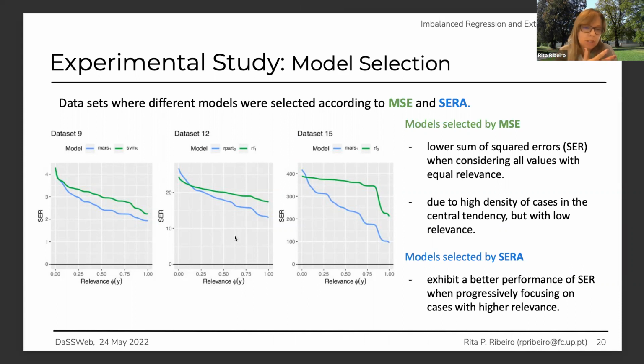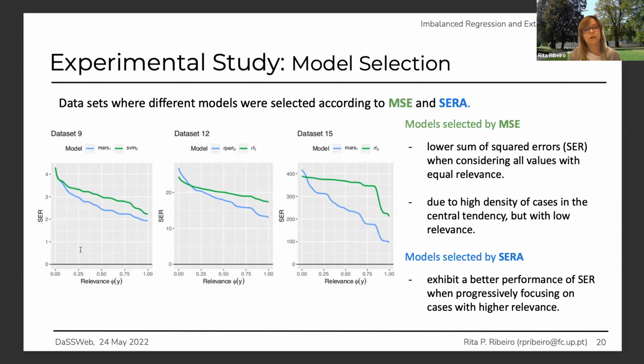So here we have just 3 examples with 2 models each. The green lines represent the models that are selected by the mean squared error, and the blue ones are the models that are selected by the SERA metric. What we see is, of course, that the models selected by the mean squared error always have the lowest sum of squared errors at relevance 0, which is accounting for all the target variable values, okay? But as we move along and our threshold for the SER increases and approaches 1, we see quite different behaviors of the models, okay?